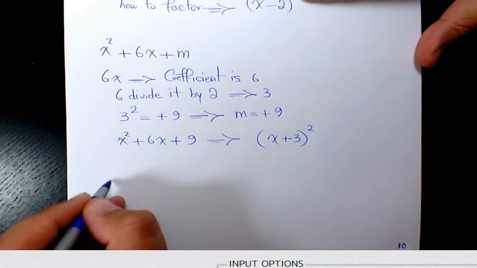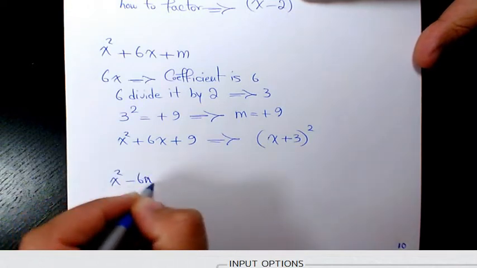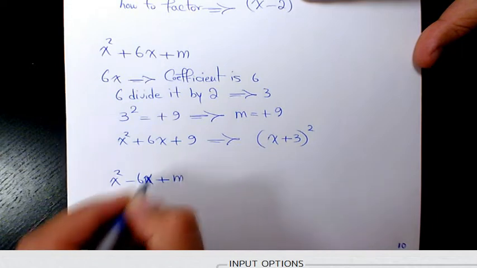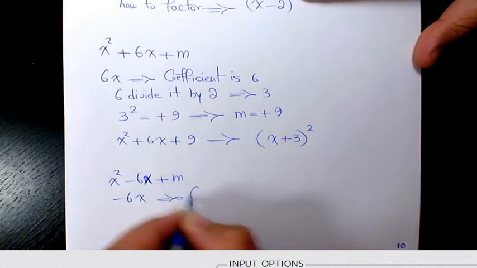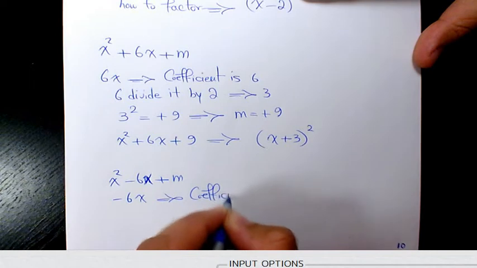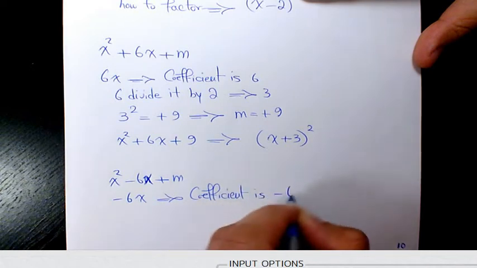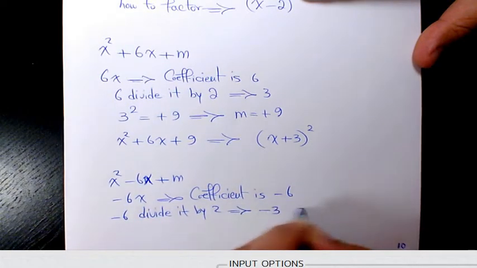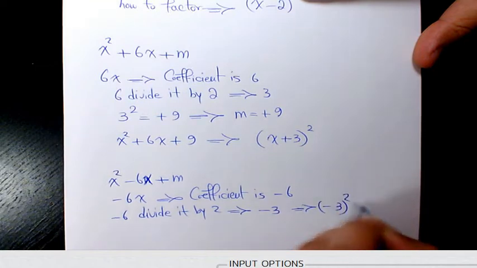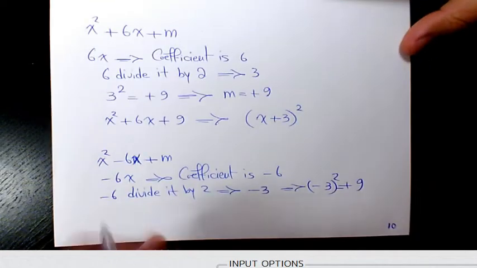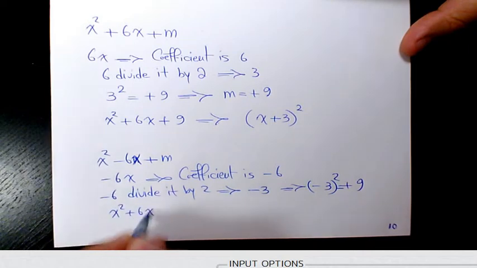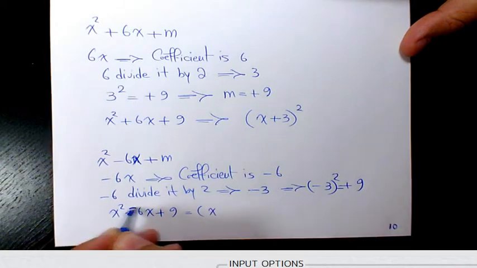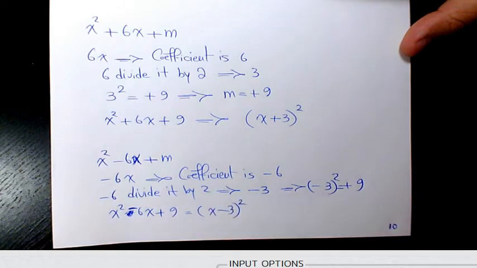Next question. x squared minus 6x plus m. Negative 6x. The coefficient is negative 6. Negative 6 divided by 2 will give us negative 3. Then negative 3 squared is going to be positive 9. So we have x squared minus 6x plus 9, which is going to be (x minus 3) to the power of 2.